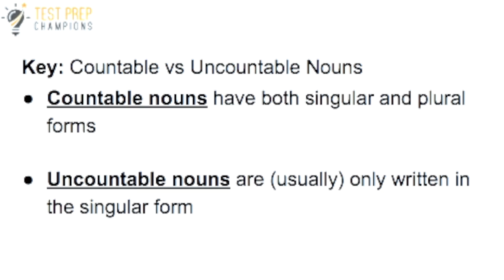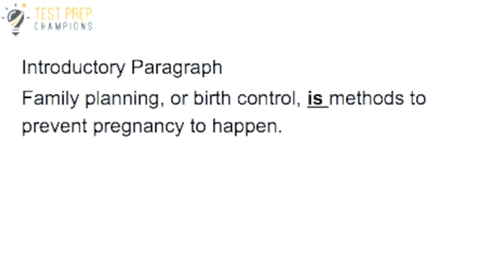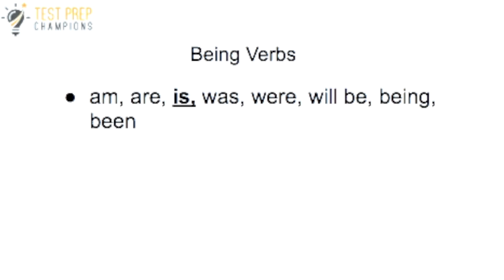I want to note that uncountable nouns are usually only written in the singular form. So this is really important for the test to understand. When we go to your introductory paragraph, I have "is" underlined here. I've bolded your word "is." And so "is" is a state of being verb. So I just wanted to point out that you used the correct form here. "Is" is a singular being verb. So good job on that.